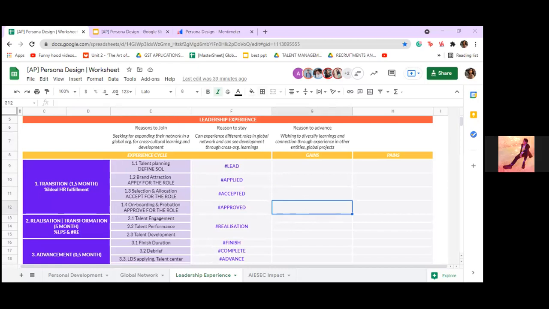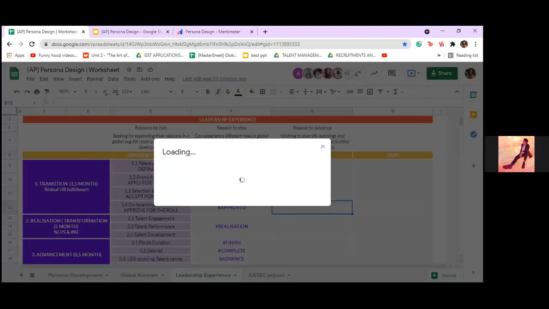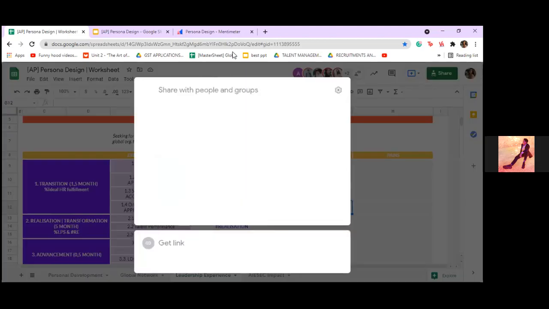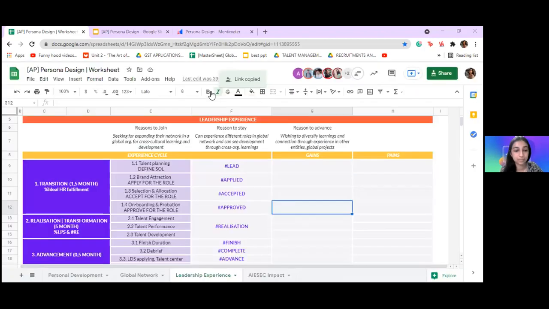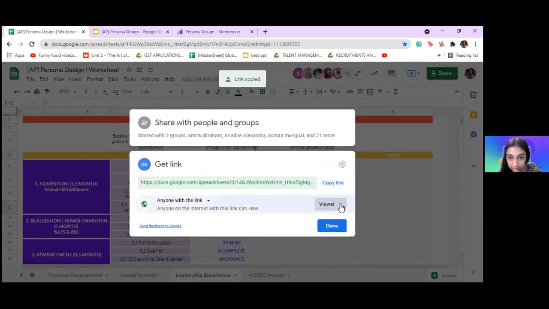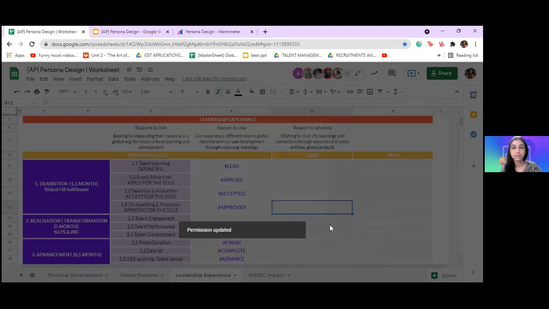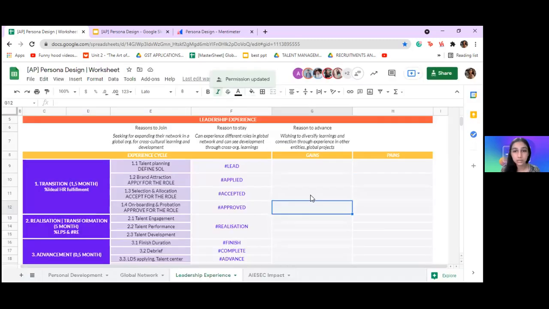Can you give us an example about the gain and pain of one stage? Yes, of course. I think this link is not working. I'll just share this directly with you. Give me a minute. Let me see if everyone has edit access. Yes, I'm so sorry, I think the edit access was not working. You can reload and it will work if in case someone is not working. And I will explain once again.